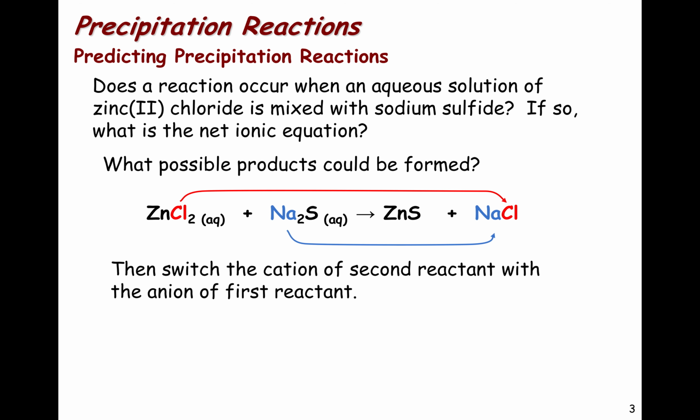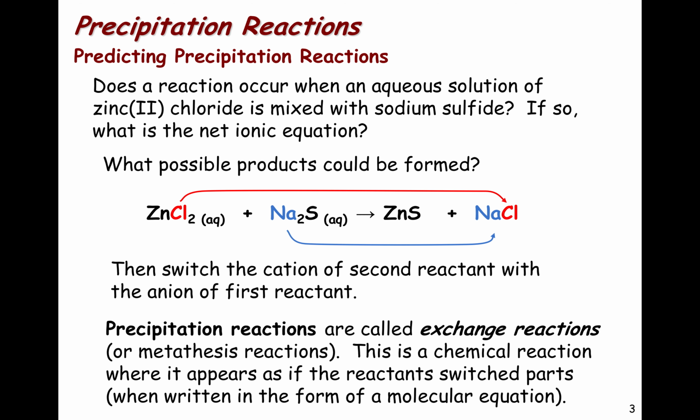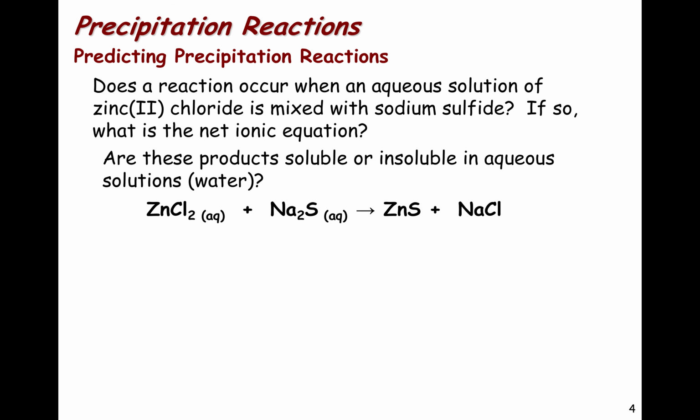The other product of this reaction would come from combining the sodium ion with the chloride ion, which would produce a formula of NaCl. At this stage, then, we need to recognize that these reactions, precipitation reactions, also fall into a broad category referred to as an exchange reaction, or sometimes referred to as a double replacement reaction. At this stage, we have to decide whether or not the products will be soluble or insoluble in aqueous solutions, so we need to consult the solubility rules.